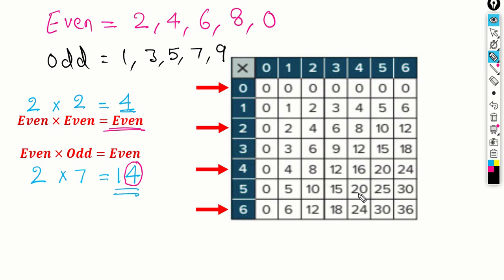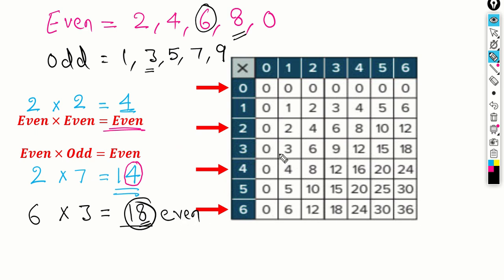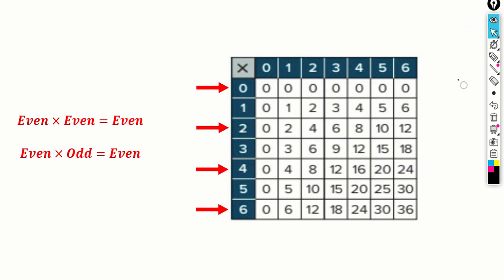Let's try one more example. Let's take 6 times, let's take one odd number, 3. 6 times 3, how much? 18, and this is ending with 8. So again this is an even number. I hope you understood this. Let's move to the next slide.